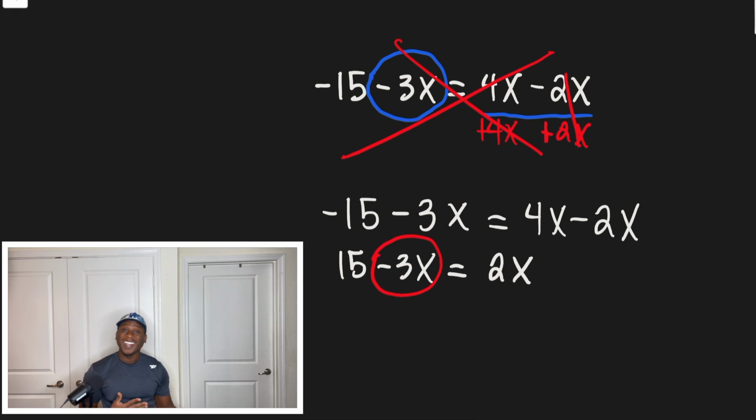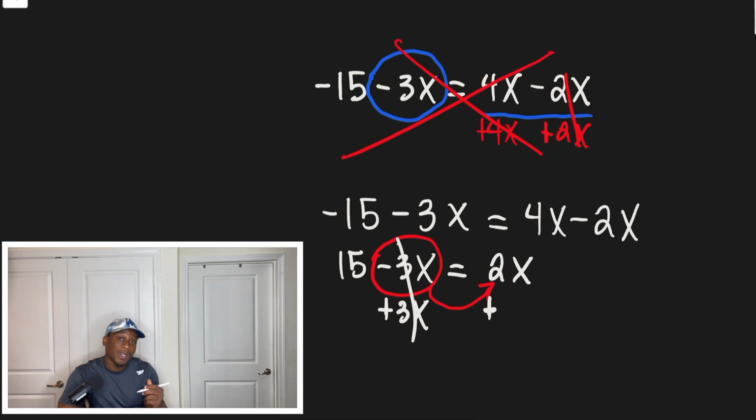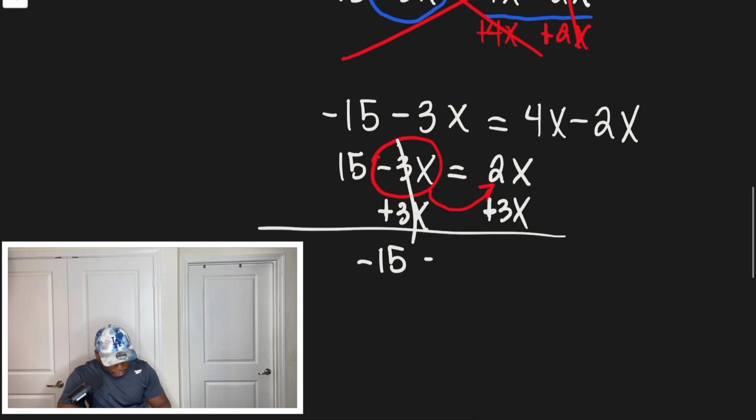So 3x is going to be the best term for us to move. Because once we move 3x to the other side, negative 15, that constant, is on one side of the equal sign, and now the variables are on the opposite. So how do we do this now? Well, if 3x is negative, I'm going to have to add it to itself so that it cancels out and becomes 0. And I'm going to do the same thing on the opposite side of the equal sign. So now I have negative 15 is equal to 2x plus 3x, which is just 5x.